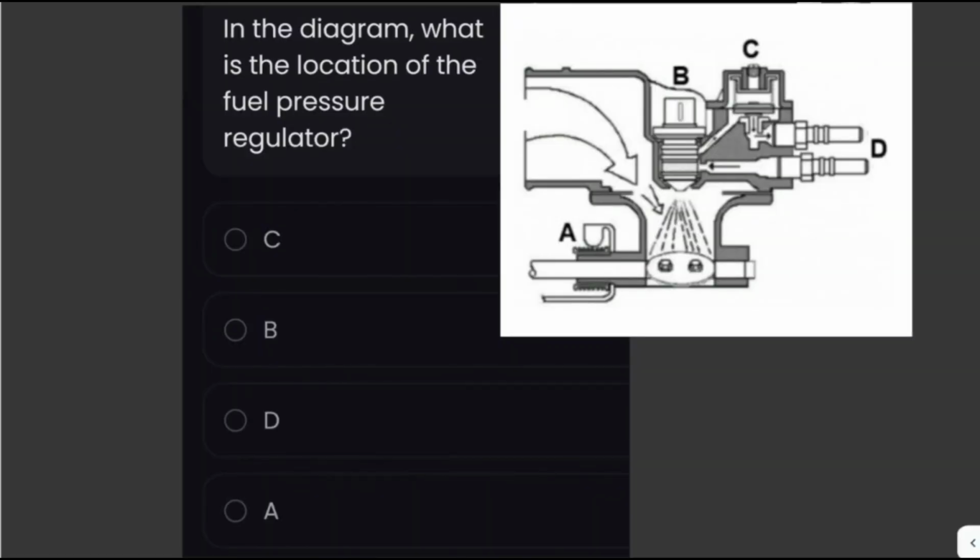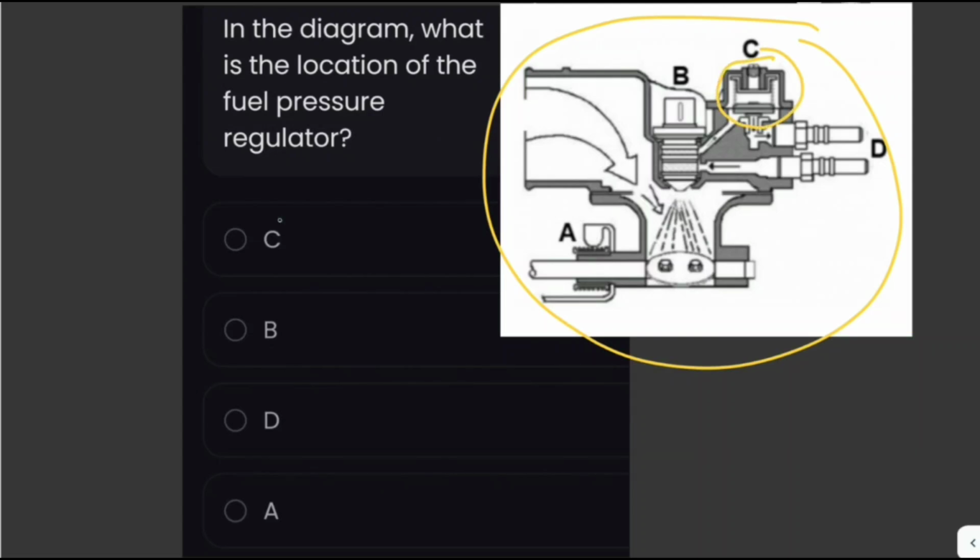In the diagram, what is the location of the fuel pressure regulator? Take a look at the figure here and find the fuel regulator. The fuel regulator is located here, so the answer is C. The fuel pressure regulator regulates pressure in the fuel rail according to intake manifold vacuum.